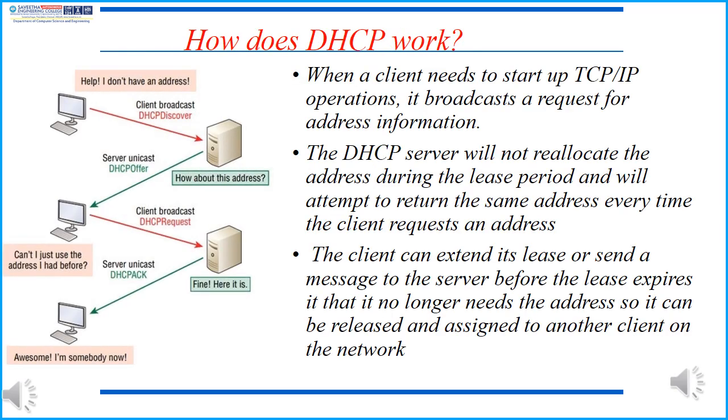So, how does DHCP work? When a client needs to start up TCP/IP operations, it broadcasts a request for address information. The DHCP server will not reallocate the address during the lease period and will attempt to return the same address every time the client requests an address. The client can extend its lease or send a message to the server before the lease expires that it no longer needs the address, so it can be released and assigned to another client on the network.